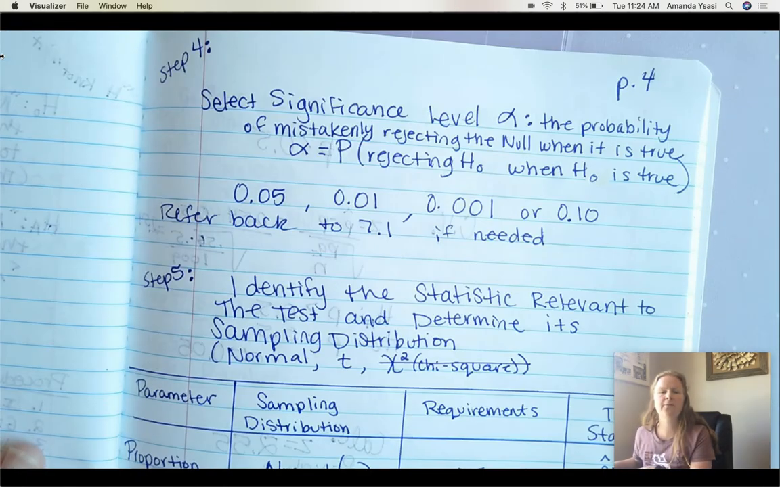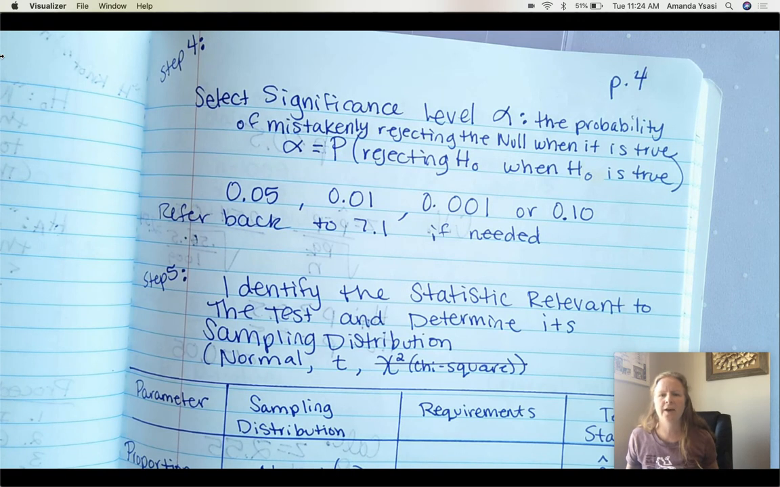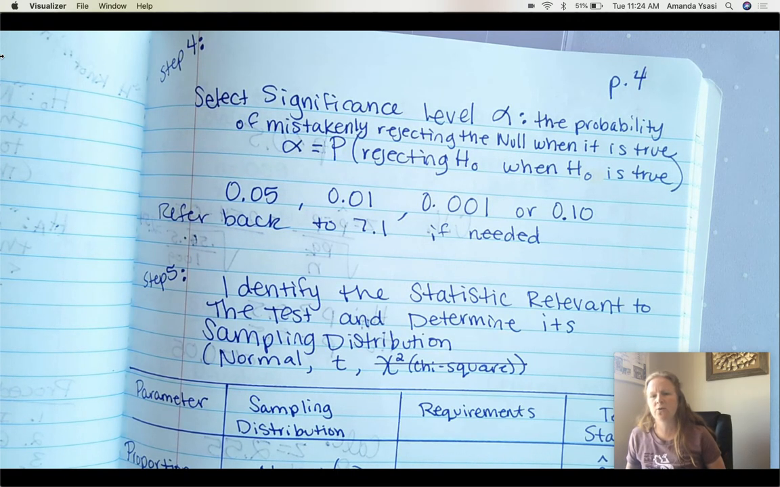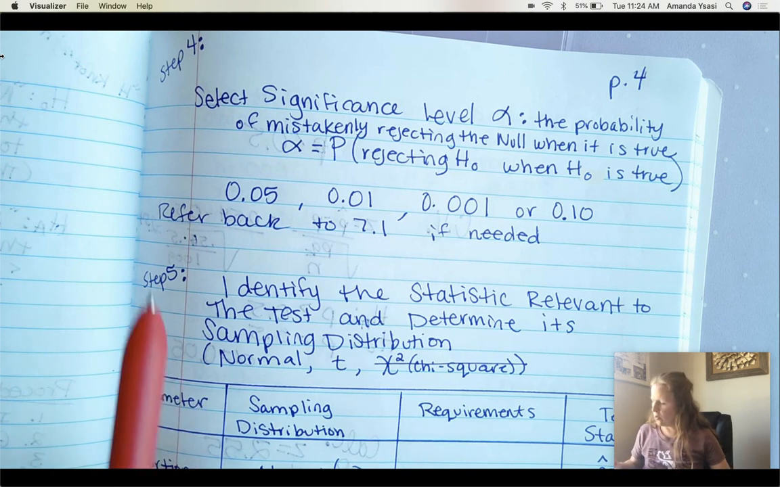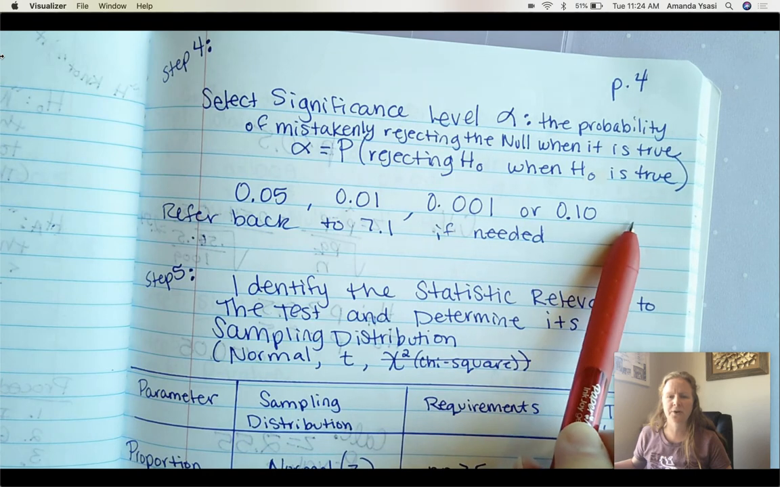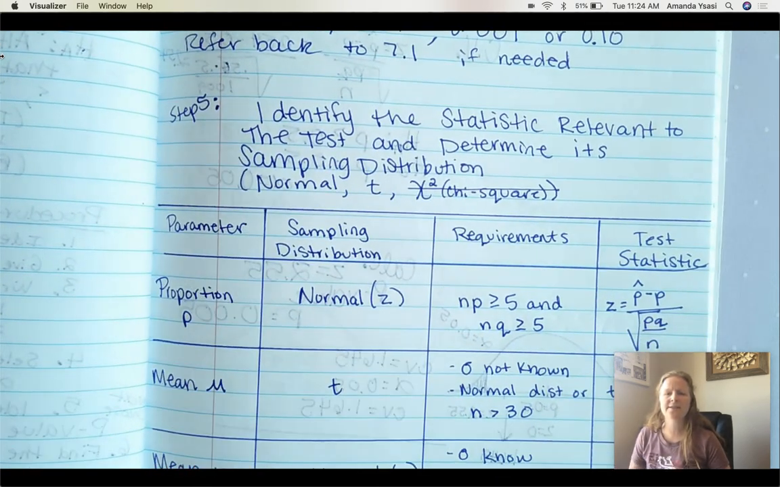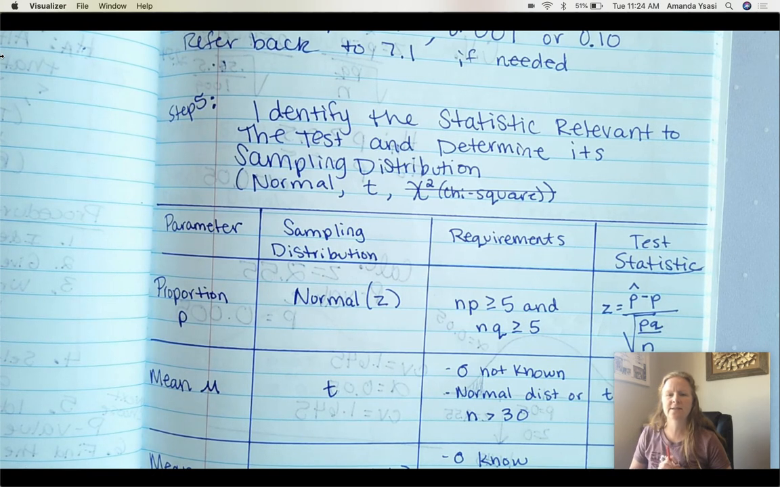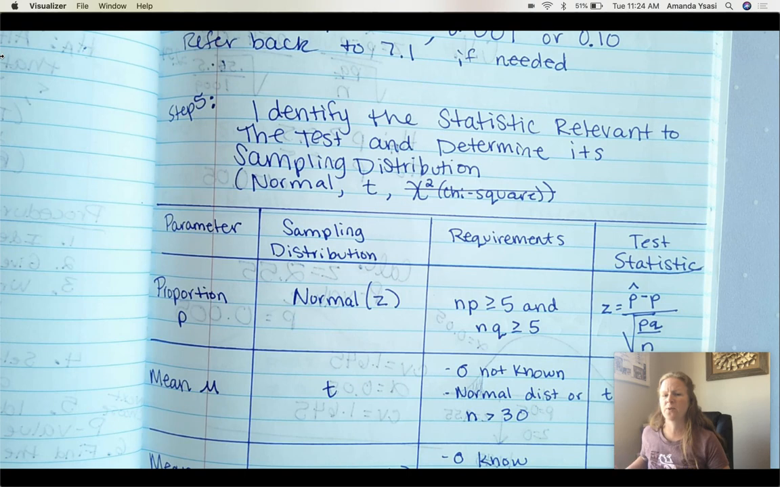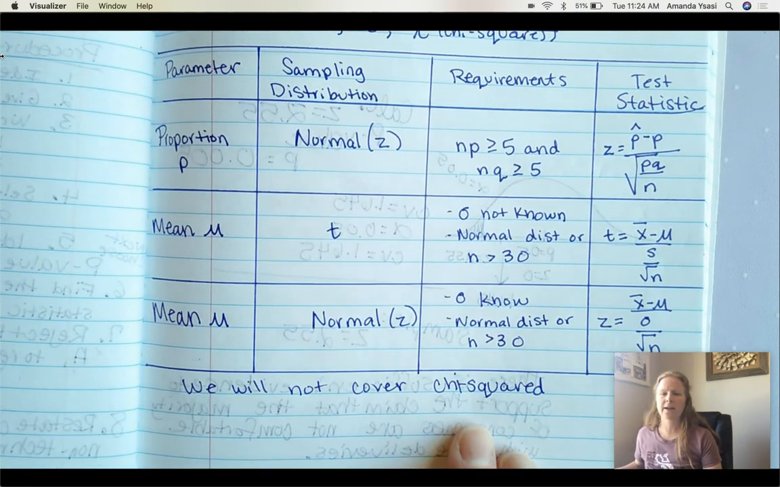Okay, so step 4 is talking about the significance level. So we're going to look back at that. That's the probability of mistakenly rejecting the null when it is true. So if we refer back to 7.1, we can look at what the significance levels are, and that will be given. Step 5 is identify the statistic relevant to the test and determine its sampling distribution. So this kind of refers back to chapter 7 as well. So we will not cover any chi-squared.